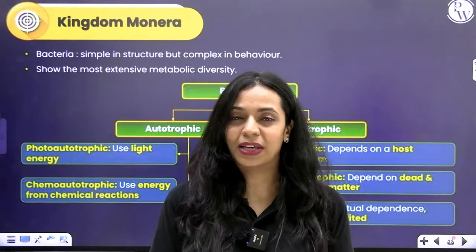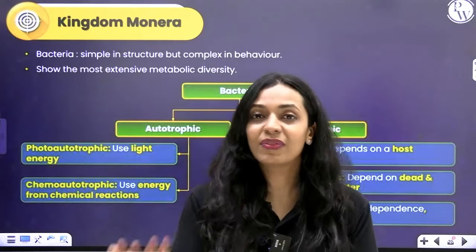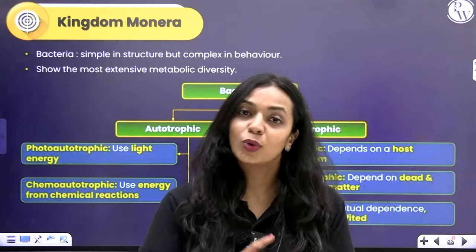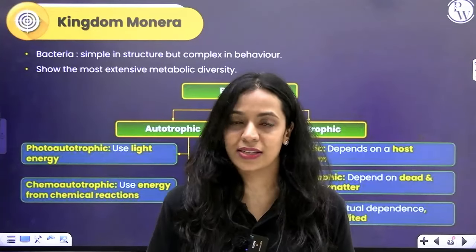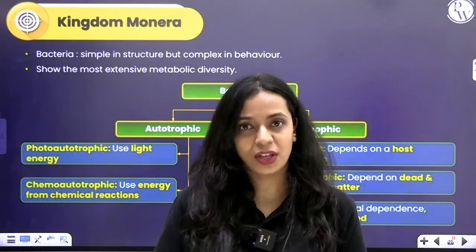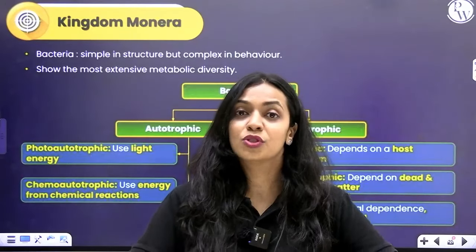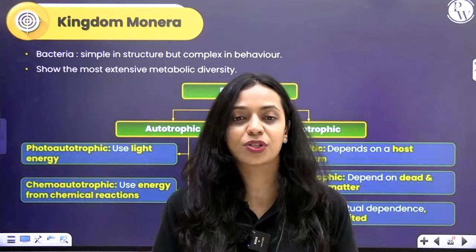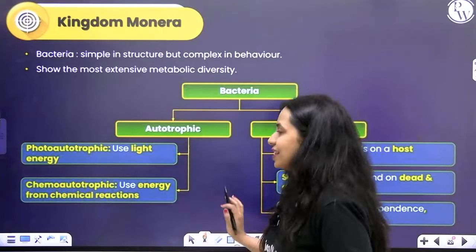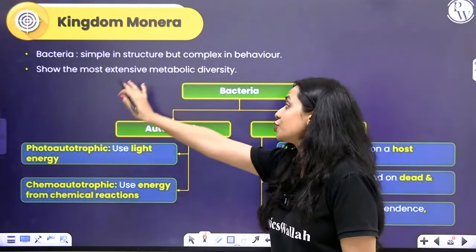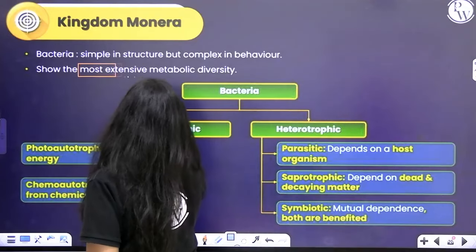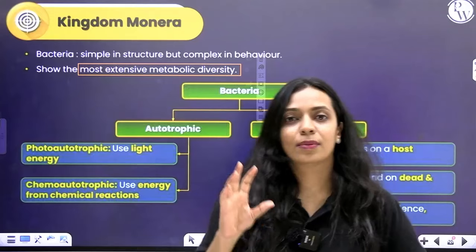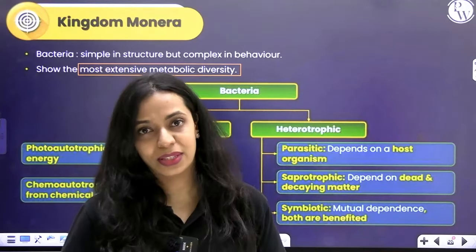They are very complex. Remember when we spoke about fungi, I told you they are strictly heterotrophs. When I told you about Plantae, I told you they are strictly autotrophs. Here, that is not the case. When it comes to how they derive their nourishment, there are so many different types. That means there is diversity, there is variety when it comes to mode of nutrition. So in NCERT, there is a line which says it shows the most extensive metabolic diversity. Many different types of mode of nutrition you can see within Kingdom Monera.